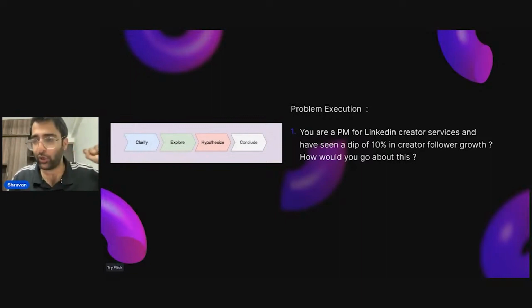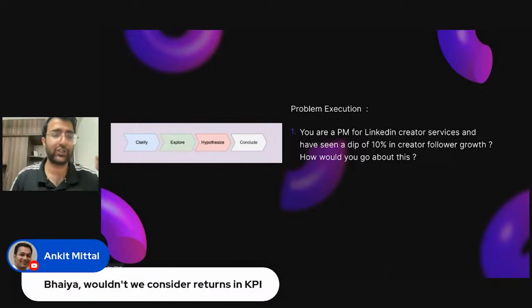I just want to put across, Ankit has asked this question: Bhaiya, won't we consider returns in KPI? We will, right? I have not mentioned it. So don't take my answer as a blanket answer ki yahi sahi hai. Maybe not. Maybe I have missed some very cool solution around it. I don't know, but I just wanted to give you a structure around it.